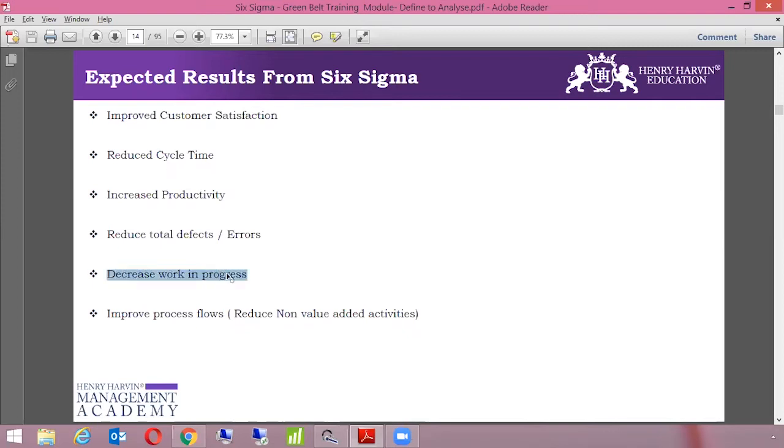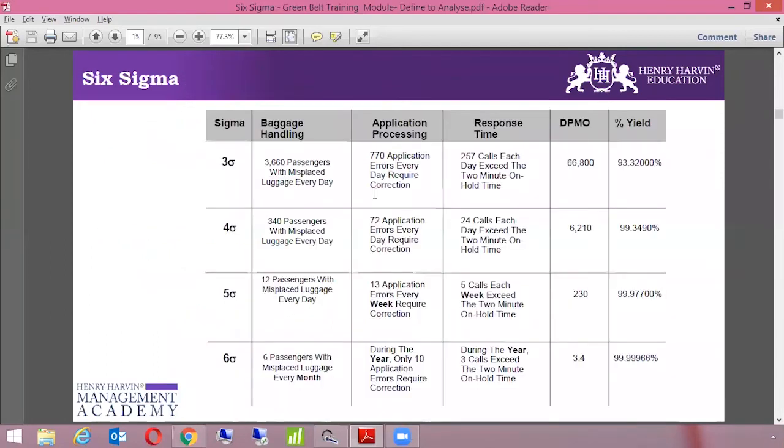We can decrease work in progress, because work in progress is a kind of waste in any given process. If there is too much work in progress, wherein the final product is not being prepared, in that case we can do a Six Sigma implementation to decrease work in progress. And finally, improve process flows, which means reducing the non-value added activities in a process. That is what we expect as results from Six Sigma.